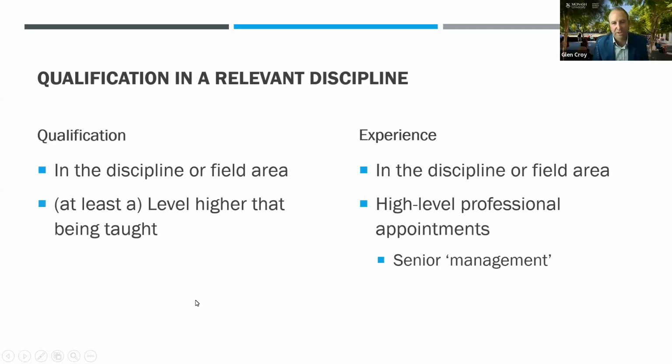So to the more specific criteria, we're looking for a qualification in the discipline or field. And it has to be at least a level higher to that being taught. Again, the experience is generally going to be demonstrated by high-level contemporary or relatively current professional appointments, and generally we'll be looking at senior management positions. And I'll put management in inverted commas there, that it doesn't necessarily have to be a managerial role, but it would definitely need to be a senior role, again, within that discipline or field area. Has anyone got any questions on this one?